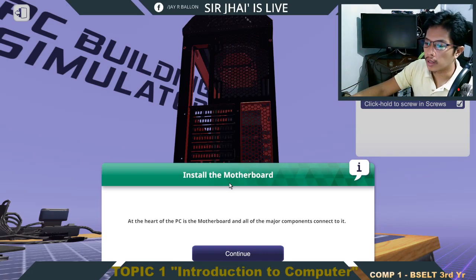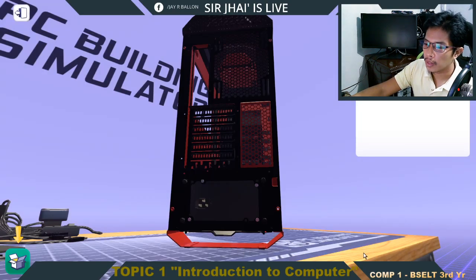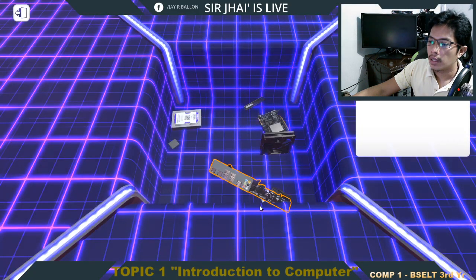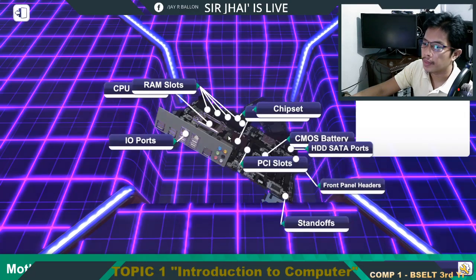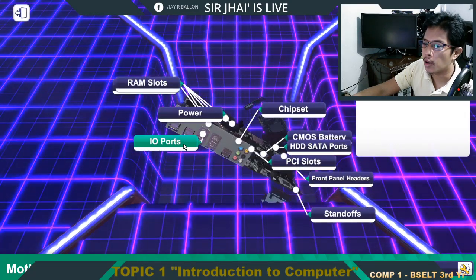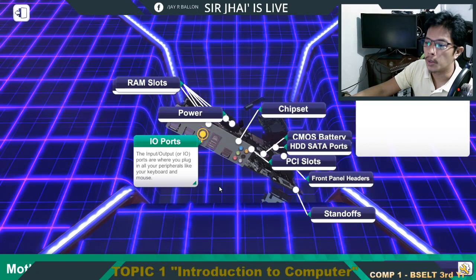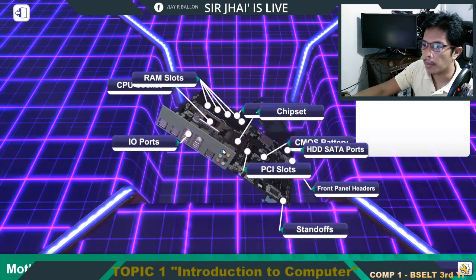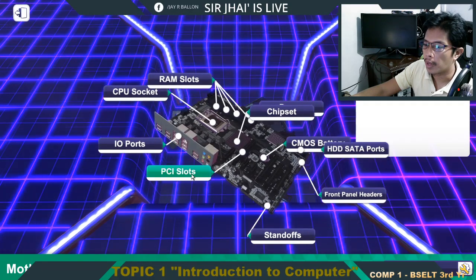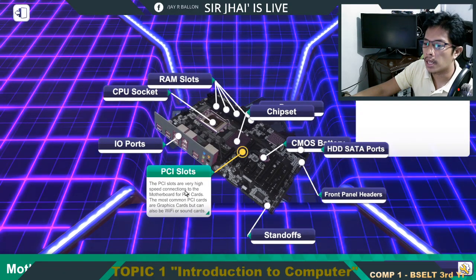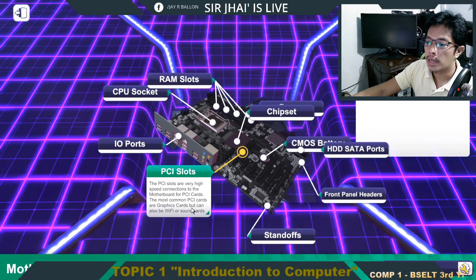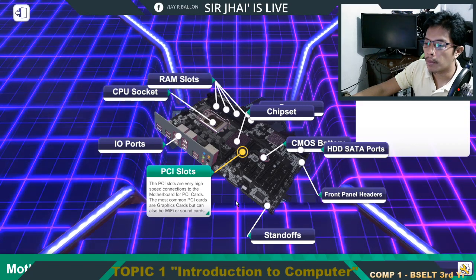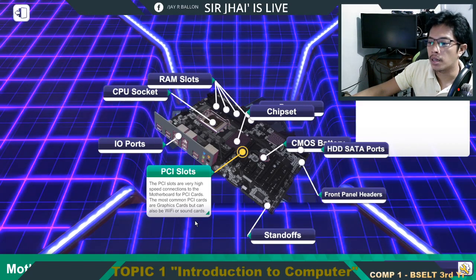Now we're going to install the motherboard. At the heart of the personal computer, or PC, is the motherboard, and all the major components are connected to it. So let's go back. Here's the motherboard. We have I/O ports, or input-output ports, where you plug your peripherals like your keyboard and mouse. There are ports there, such as USB. Then we have the PCI slot. The PCI slots are very high speed connections to the motherboard for PCI cards, and commonly the most connected card here is the graphics card.